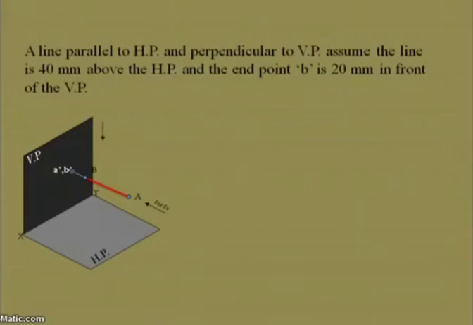Okay, and top view. When we go for the top view, we can see the exact straight line because it is parallel to the horizontal plane. The top view will always be normal to the horizontal plane. So when the line is parallel to the horizontal plane, we can see the exact straight line with its true length.